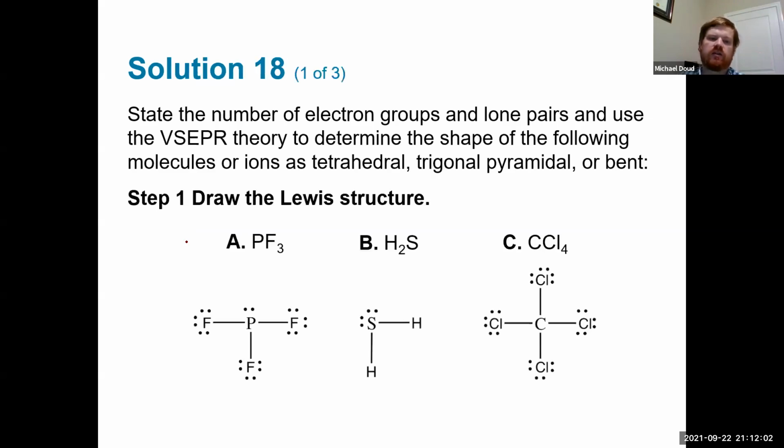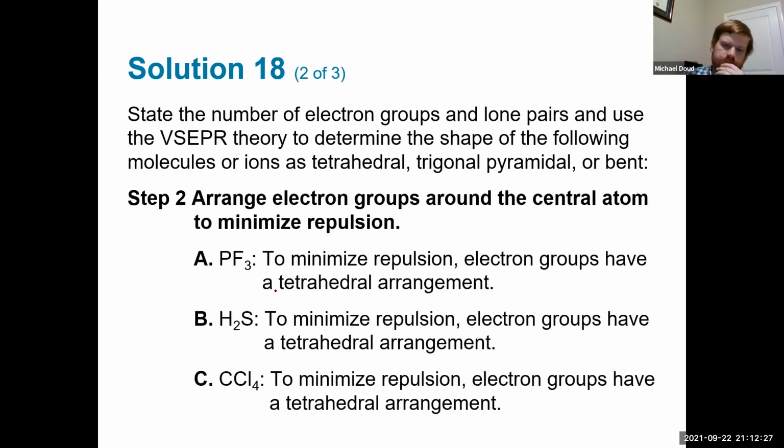So let's go ahead and take a look. So the first thing that you want to do, draw the Lewis structure. For PF3, it looks like this. The phosphorus has a lone pair, and then it's got a single bond to each of the fluorines. And we did H2S. CCl4 looks like this, where the central carbon has bonds to each of the chlorines, and each of the chlorines has a filled octet. So nothing too complicated, right? There's no double bonds or anything here.